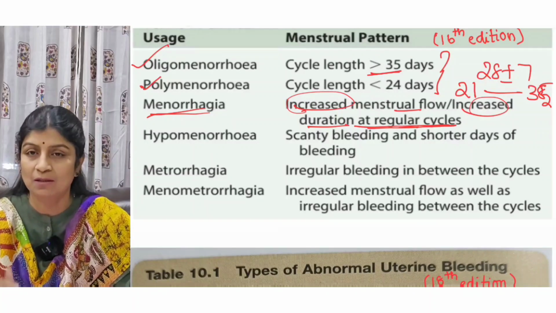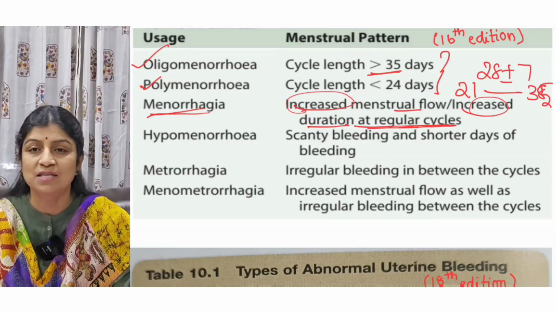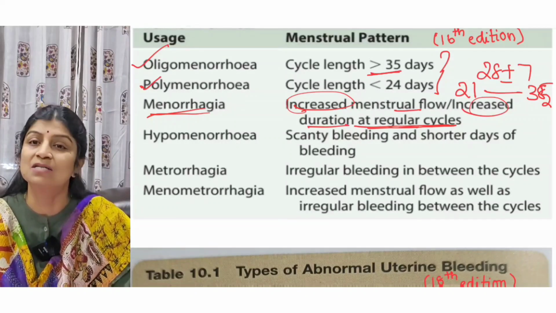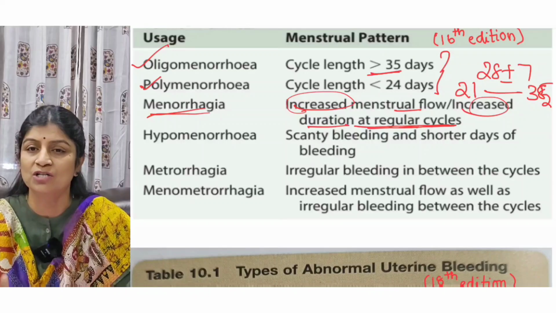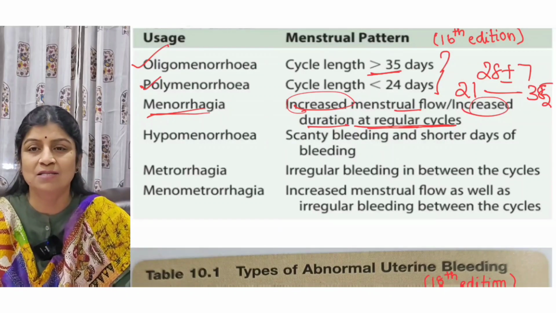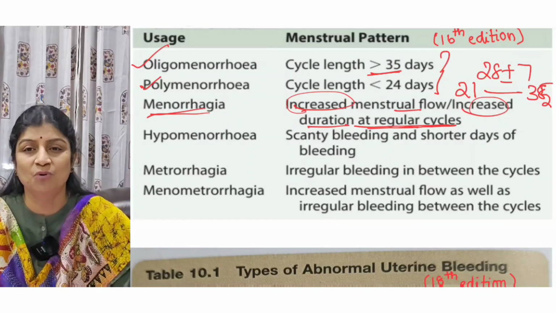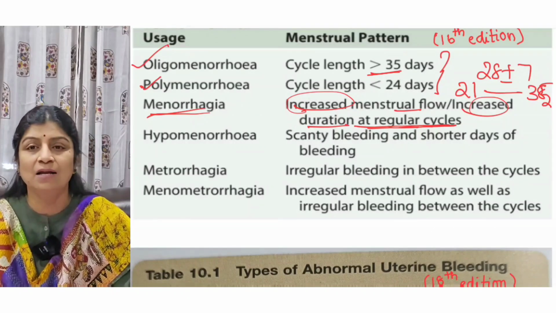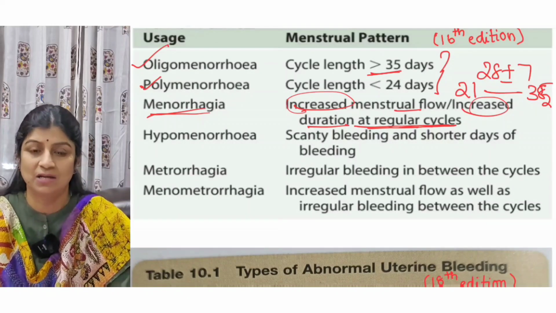If a lady has say 8 or 10 days of bleeding but changes hardly 1 to 2 pads per day, it is still menorrhagia because the duration is more than 7 days. And if another patient has 5 days of bleeding but the quantity is more, again it is menorrhagia. This is how menorrhagia is defined. The cycle length is constant here; it doesn't change.